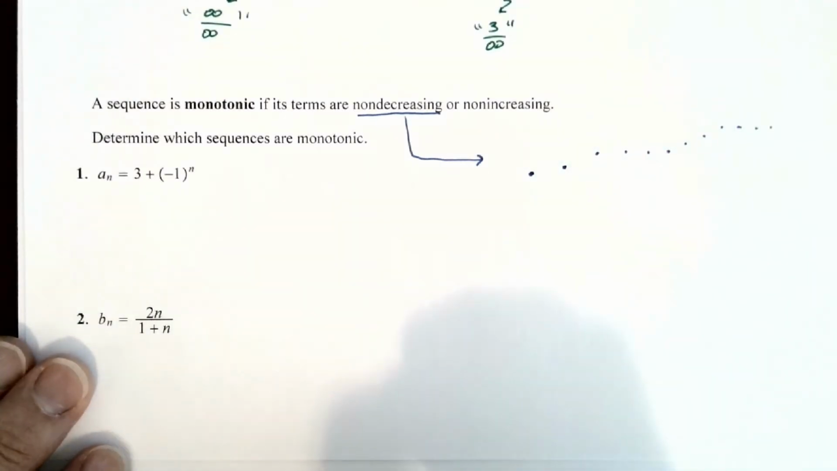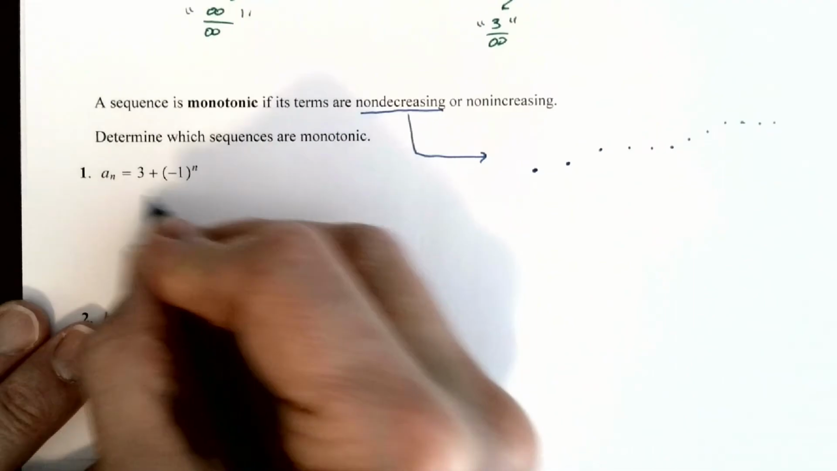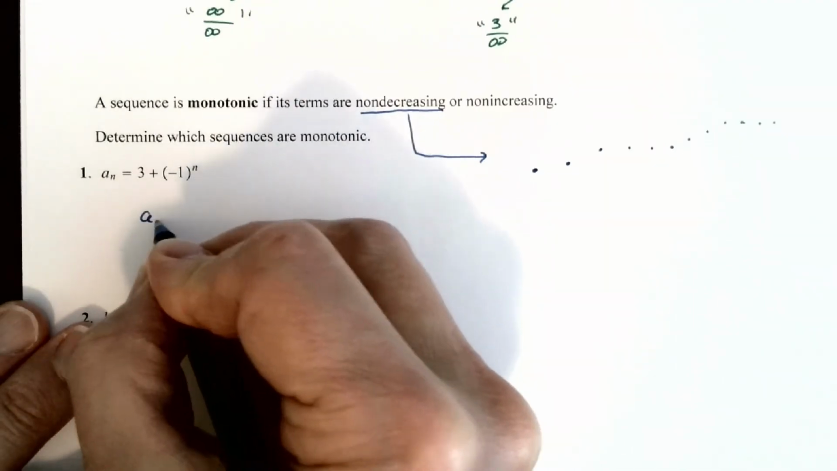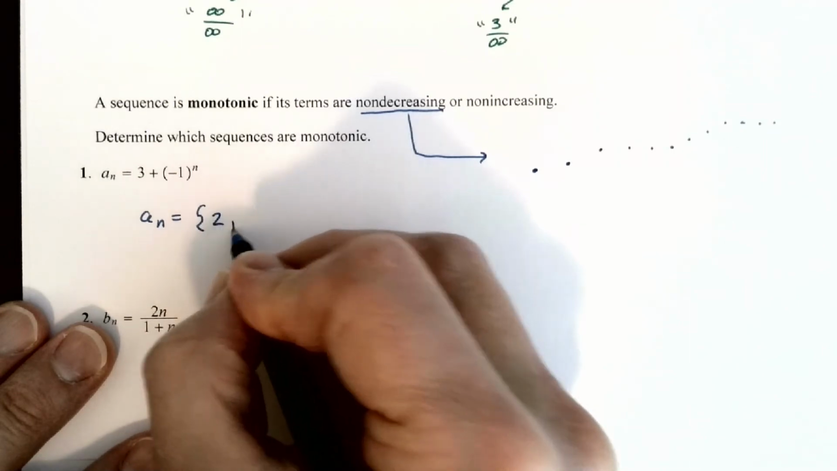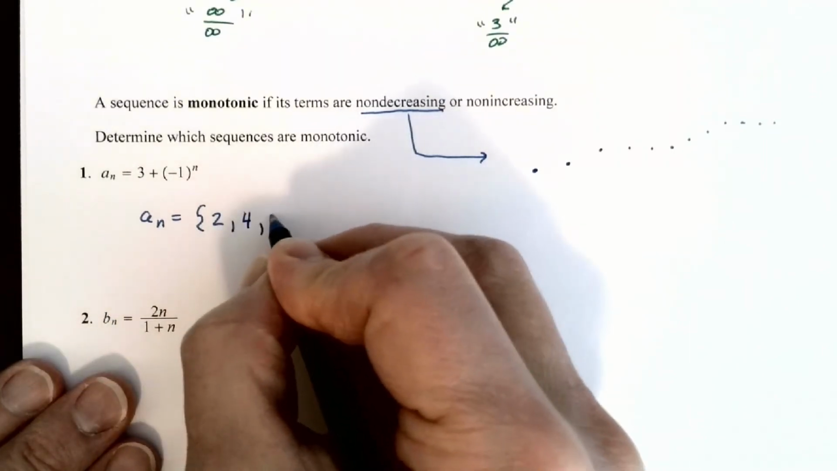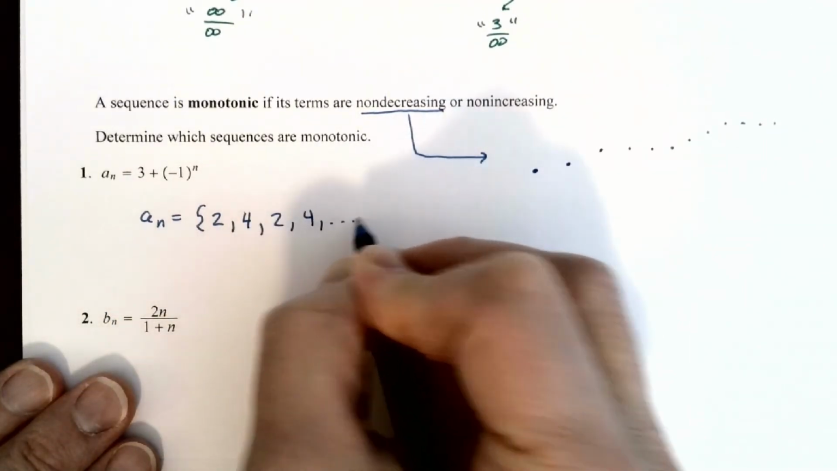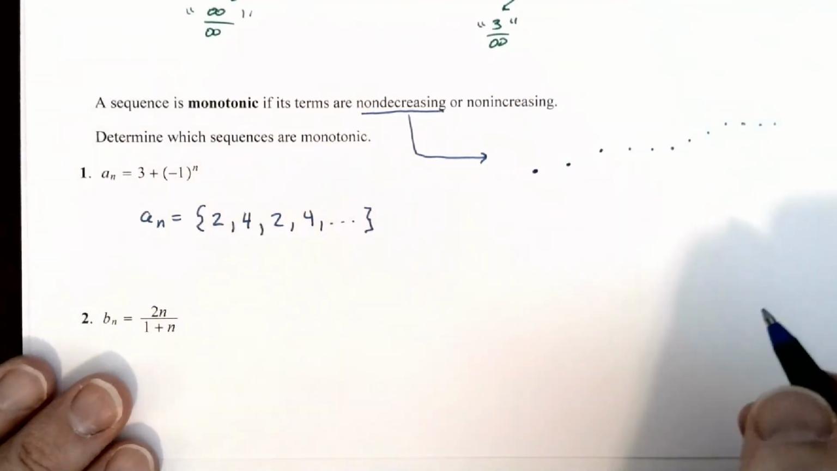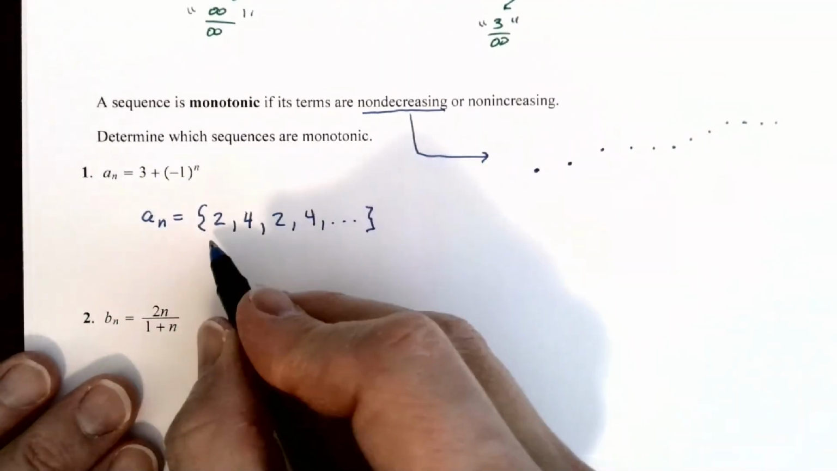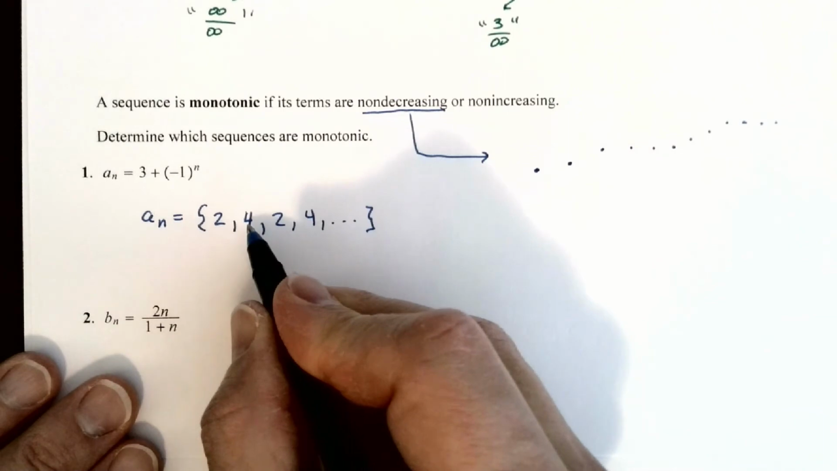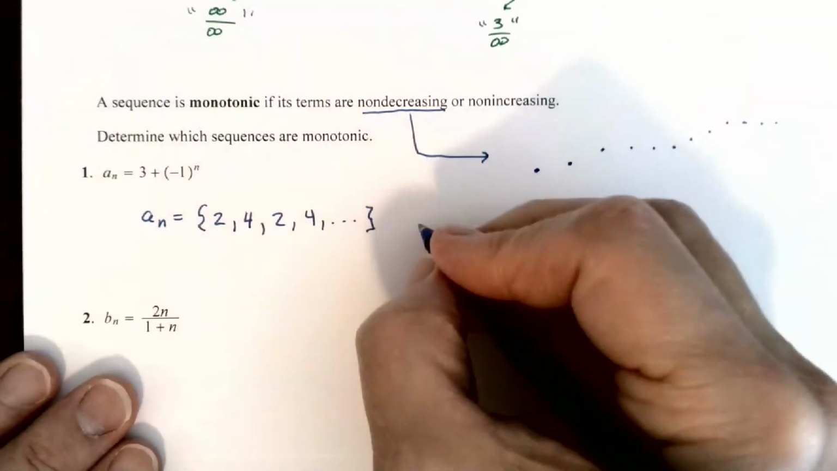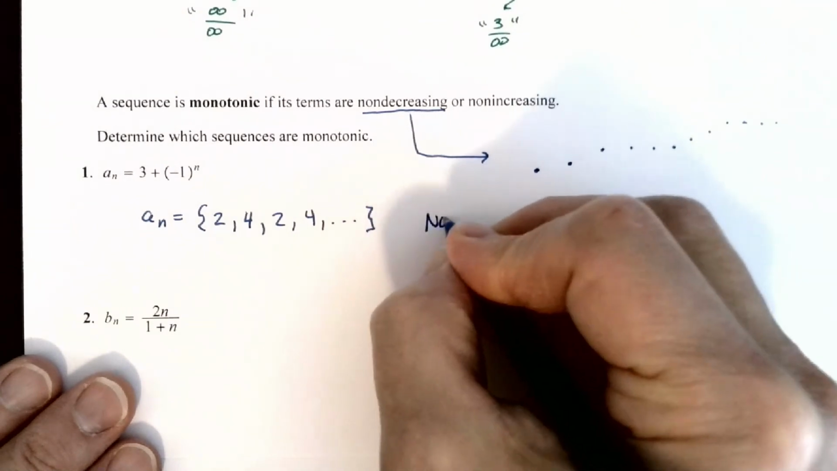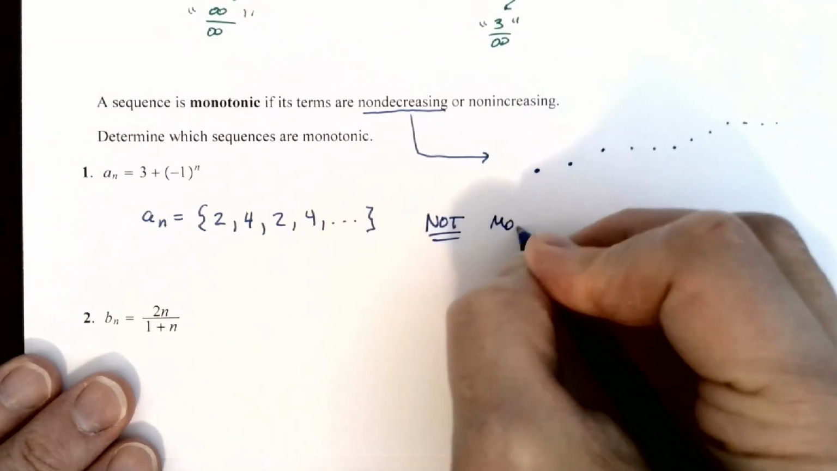All right. Well, let's take a look at this sequence. We've seen this sequence before. I already know it. I'm going to write it out, right? When n is 1, I get 2. When n is 2, I get 4. 2, 4, and so on. We've seen this. So is this monotonic? No, because we increase and then we decrease, and we increase, then we decrease. It's badly not monotonic, right? So this is not monotonic.